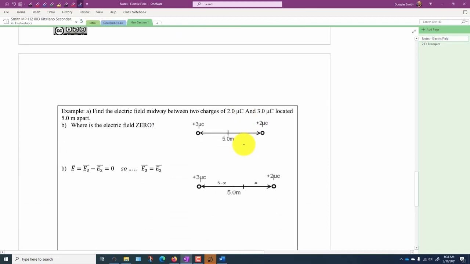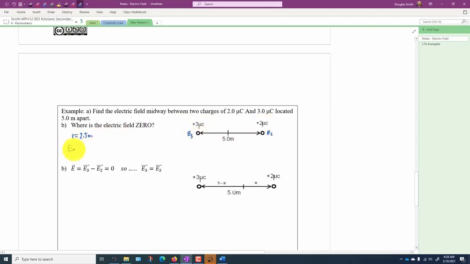Okay. Couple more questions. Find the electric field midway between these two charges. That's A, and then B is where. I'm going to do the A first here, obviously. R is equal to 2.5 meters. That's for both cases. So we'll do this. I'll call this one E3. I'll call this one E2, just because that's the size of the charge.